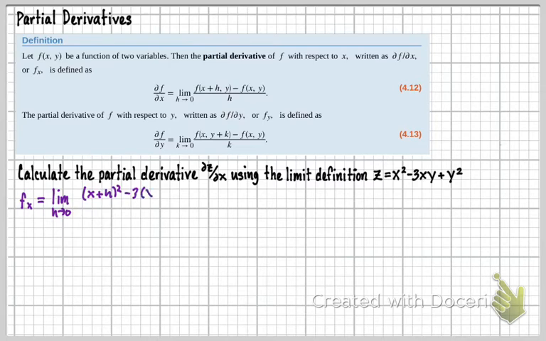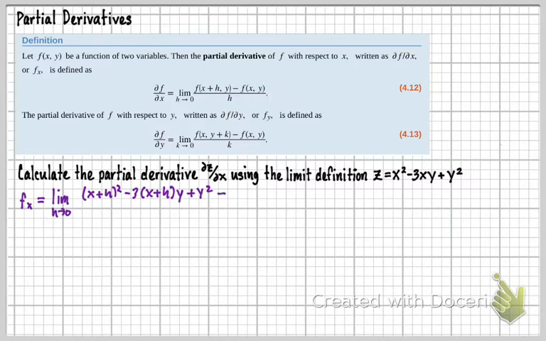Minus 3, and then I have an x plus h again, comma y, and then I have plus y squared. Now this piece I just wrote, that's just this piece here. That's what that is down there. Now what we're going to do is we're going to have to do the minus f(x,y).